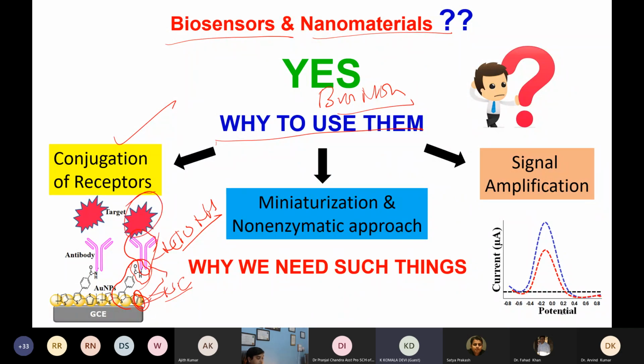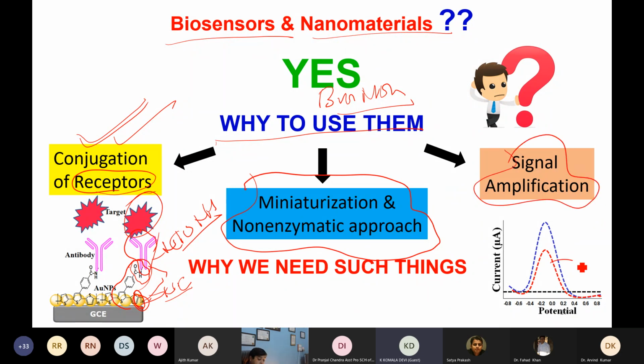Then there is a target interaction. That's a conjugation of the receptor. As I said earlier, the receptor can be anything: an antibody, a peptide, anything. The next is the miniaturization and non-enzymatic approach. And another is the signal amplification. This is without nanomaterial, and this is with nanomaterial. You can see the signal is increased when you incorporate the nanostructures in the biosensor design.